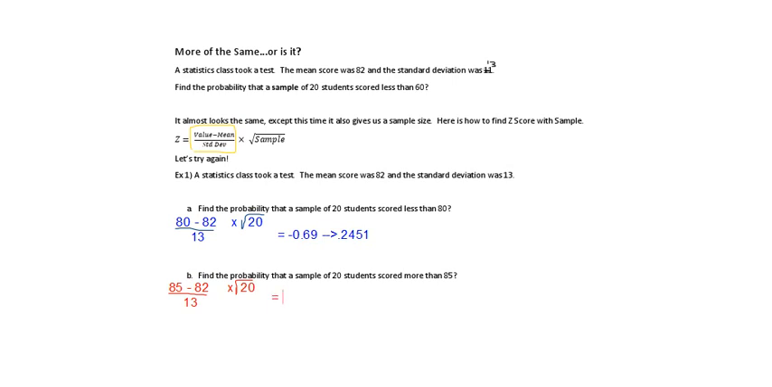For that, the z-score is 1.03. And if you look that up on our z-chart, our probability is 0.8485. But wait a minute, we're not done yet.